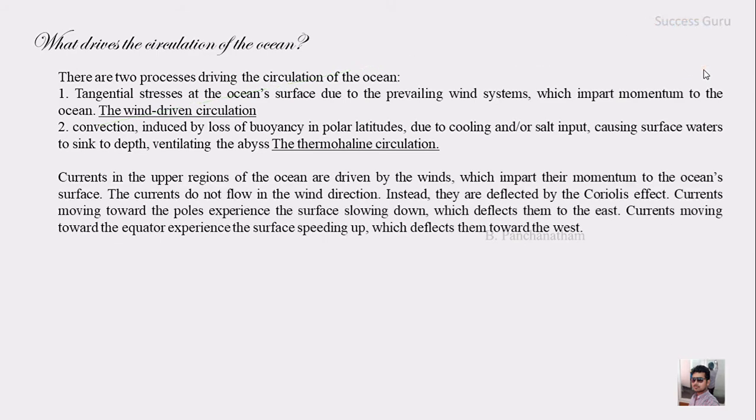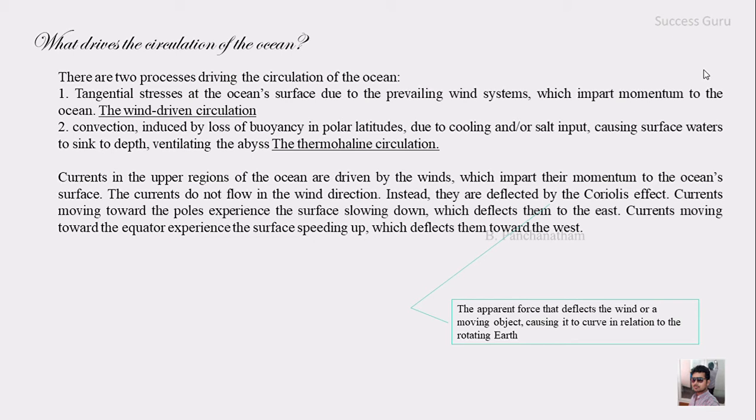The currents in the upper region of the ocean are driven by the wind, which imparts momentum to the oceanic surface. The currents do not follow the wind direction; instead they are deflected by the Coriolis effect. The Coriolis effect is the apparent force that deflects the wind or a moving object, causing it to curve in relation to the rotation of the earth.